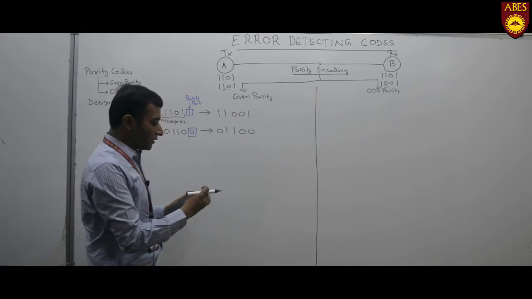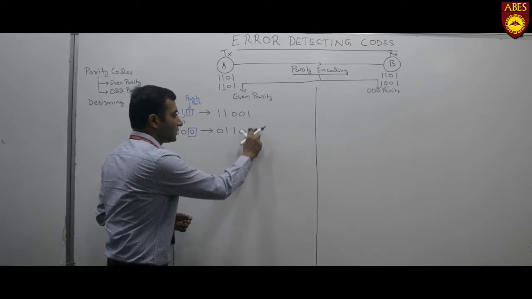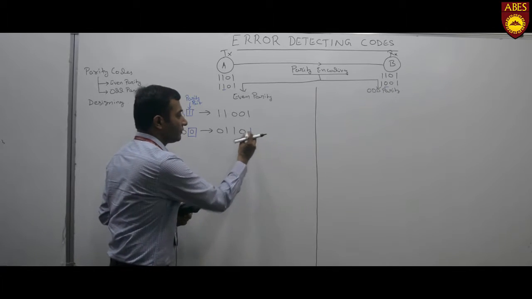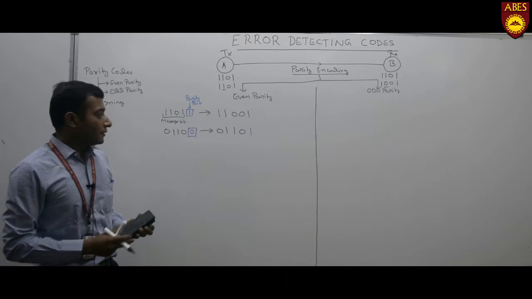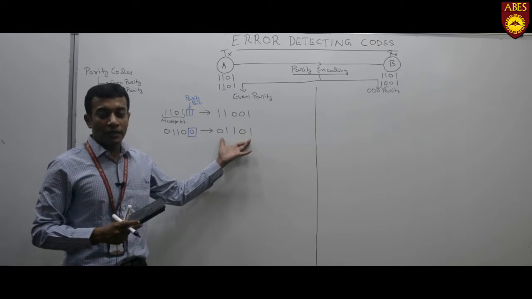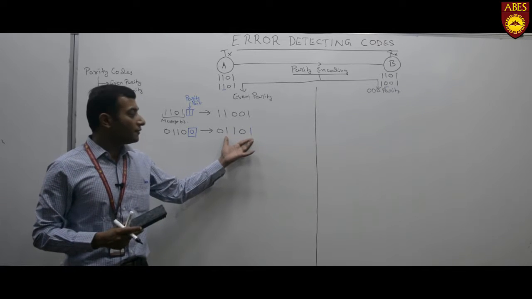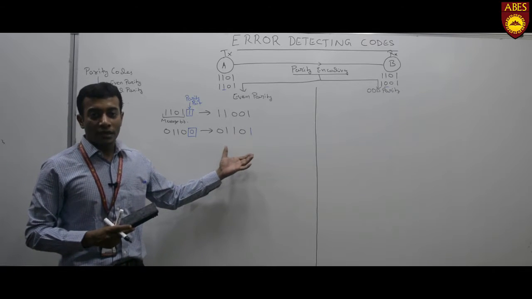Similarly, in this case, if we are having some error, for example, if this bit is in error and we receive this bit, so we can see that there is an odd number of ones received, so there is some error or the message is corrupted.